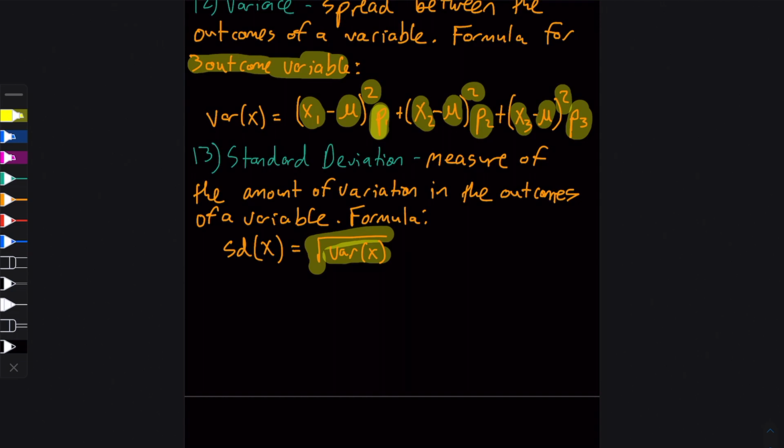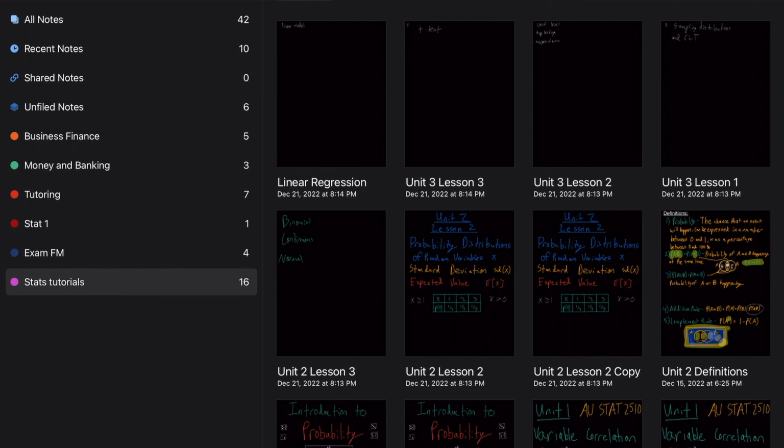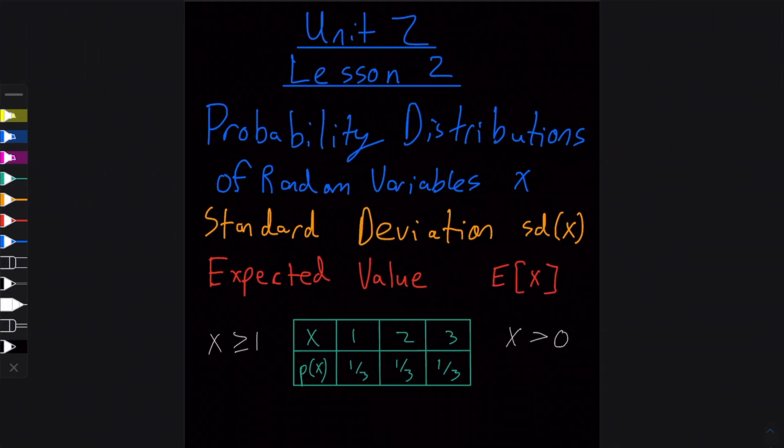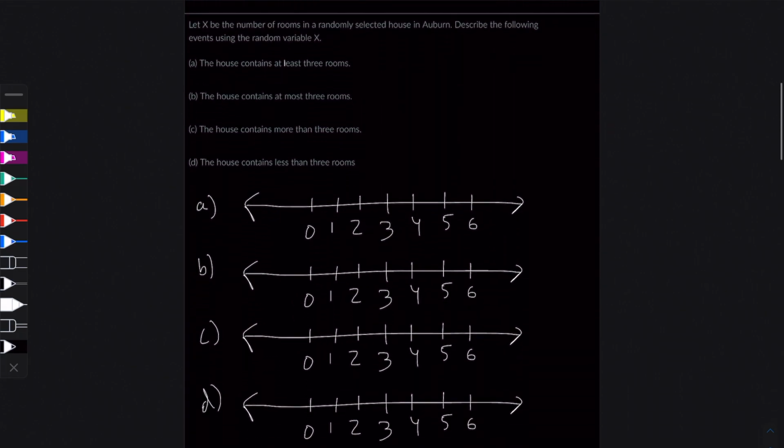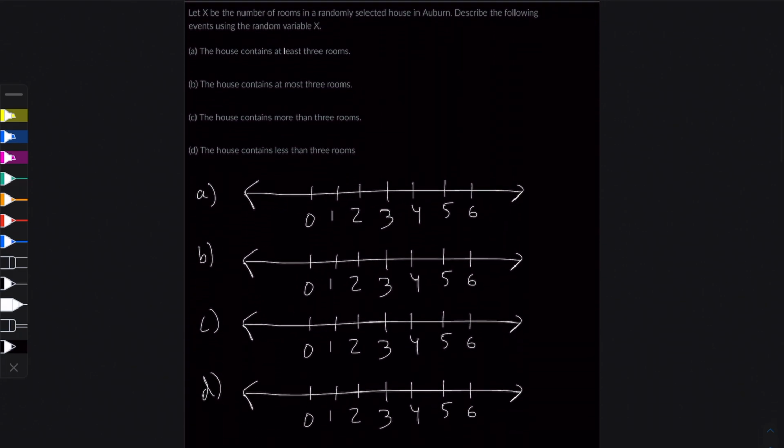This one should be a little bit shorter, so let's go ahead and do it. All right. First problem we're going to start off with: let x be the number of rooms in a randomly selected house in Auburn. Describe the following events using the random variable x. I have 4 number lines down here for A, B, C, and D, and we're going to use them for the problem. The first one, the house contains at least 3 rooms.